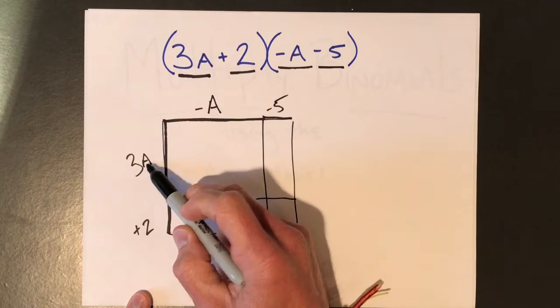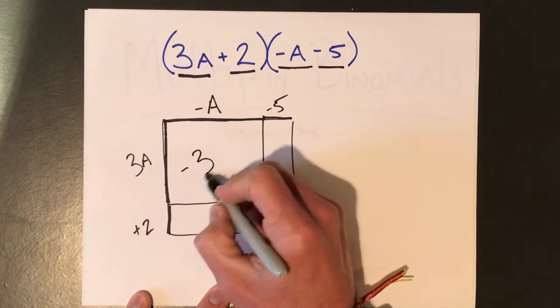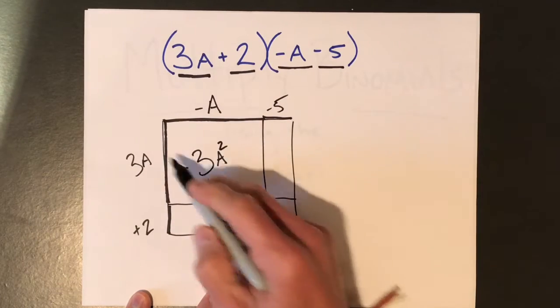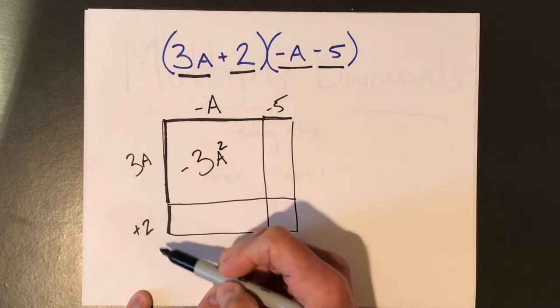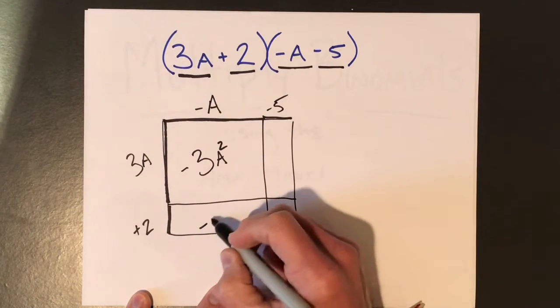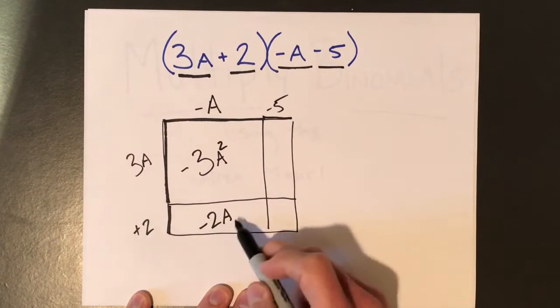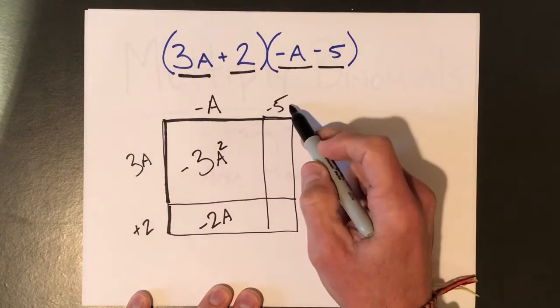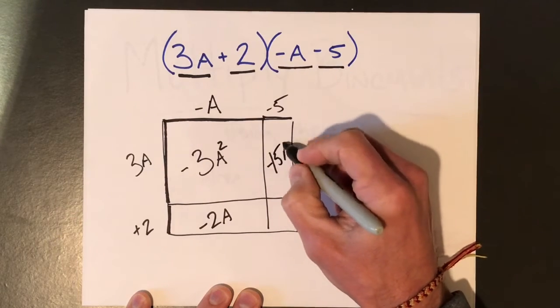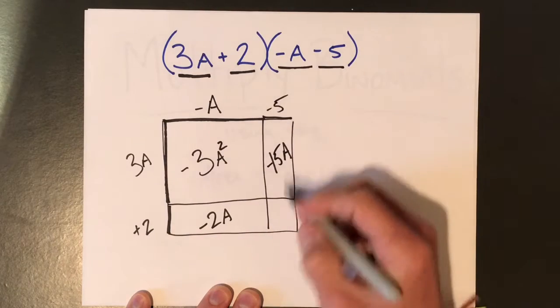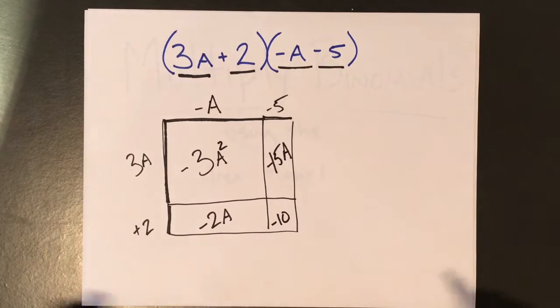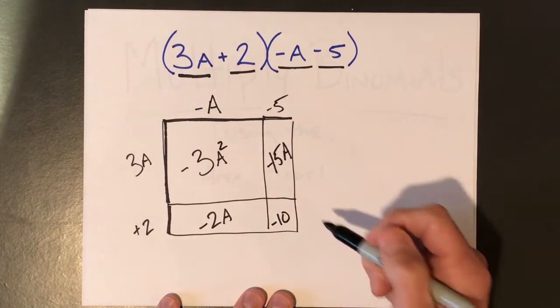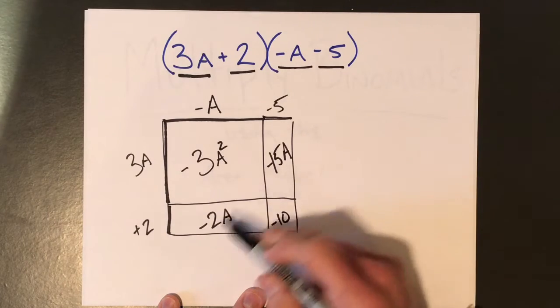I'm going to take 3a times -a and get -3a squared and put it right in the box that represents it. I'm going to take 2 times -a and get -2a in the box that represents that. 3a times -5 is -15a, and 2 times -5 is -10. And then normally what you'll do, in most area models, this and this will normally be like terms.